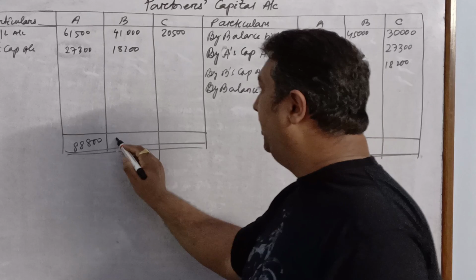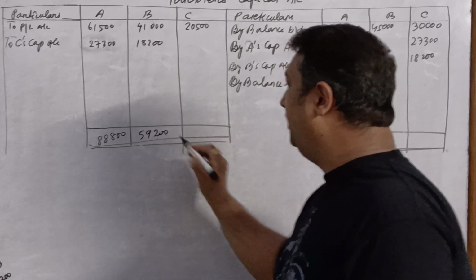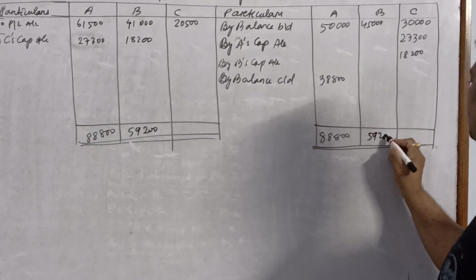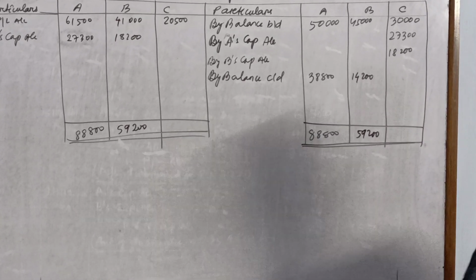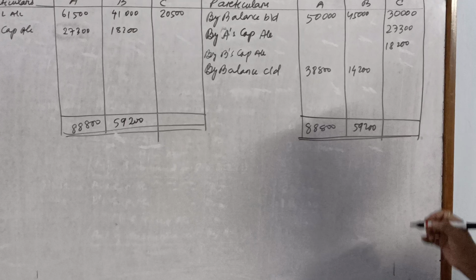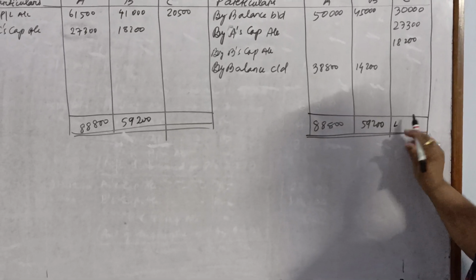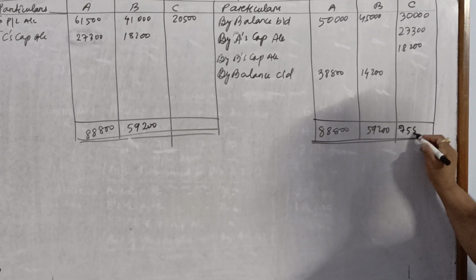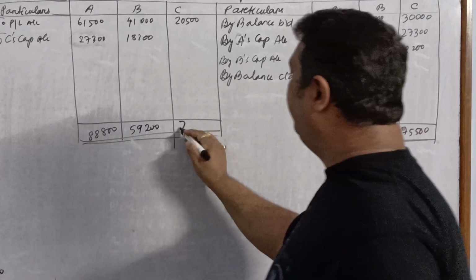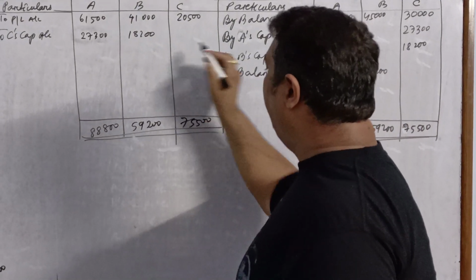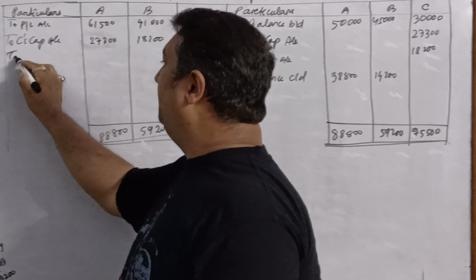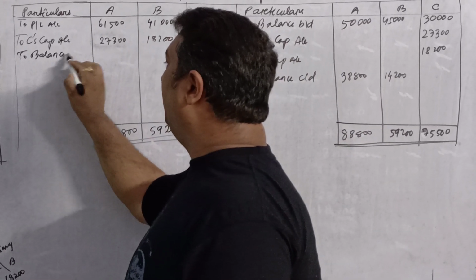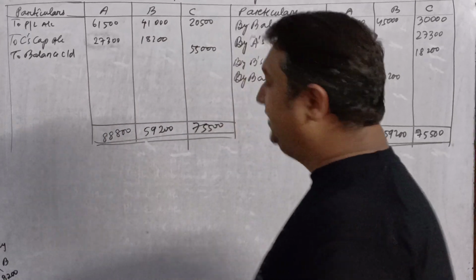Similarly for B, it will be 59,200. Balancing figure will be 14,200. Whereas C's credit balance is more, it is rupees 75,500, and the balancing figure will be 55,000. So this will be the closing balance of capital of C.